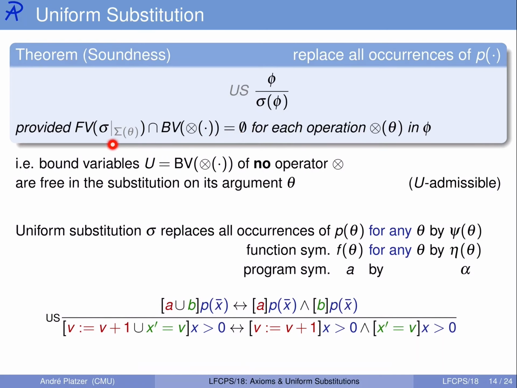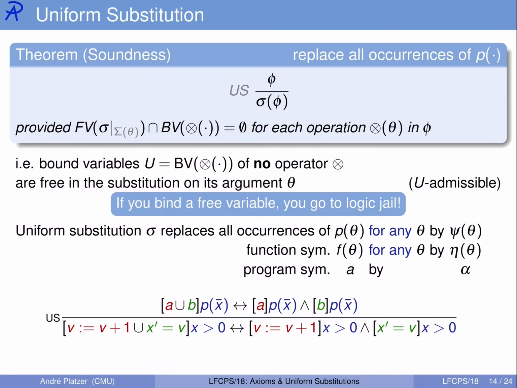set. And if you pay careful attention, it even says that we might as well restrict the substitution to just the symbols that still occur in the arguments, because things that are replaced elsewhere, not the part we're talking about, are of no significance. So that means that the bound variables of no operator are free in the substitution on its arguments, which is also called admissible compared to the set U, which here are the bound variables. Another way to memorize this is that if you bind a free variable, you go to logic jail.